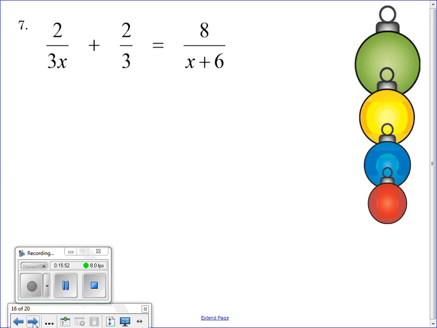All right, so number 7, looking at that, what's your LCD? Are there any parentheses in there? Remember, this is one piece. Your LCD is 3x and x plus 6.